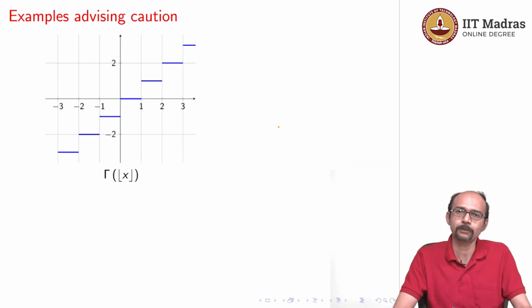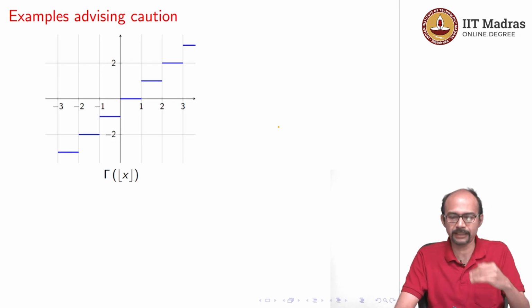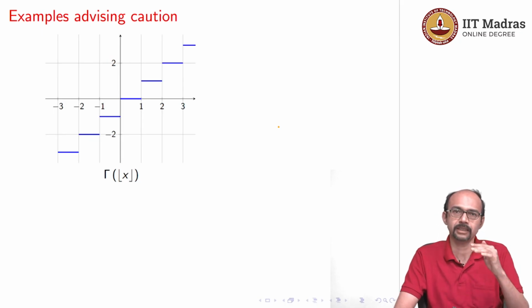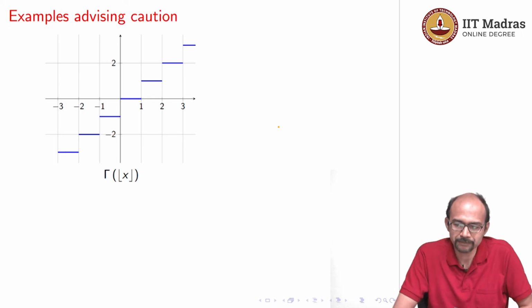And if you draw the graph of this function, this is how it looks. It looks like a step function. So it's constant until you hit the next integer, and then it jumps up by 1, and then it's constant again until you hit the next integer, again it jumps up by 1. Okay, so this is how the graph looks.